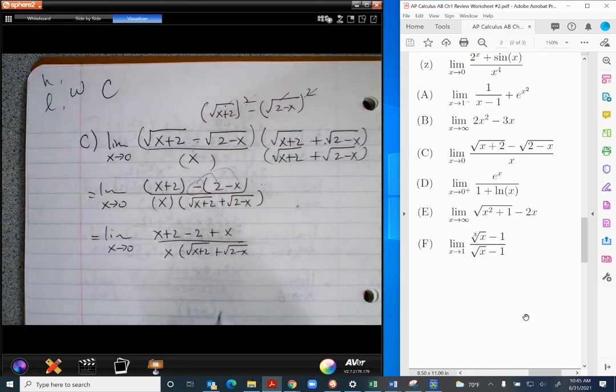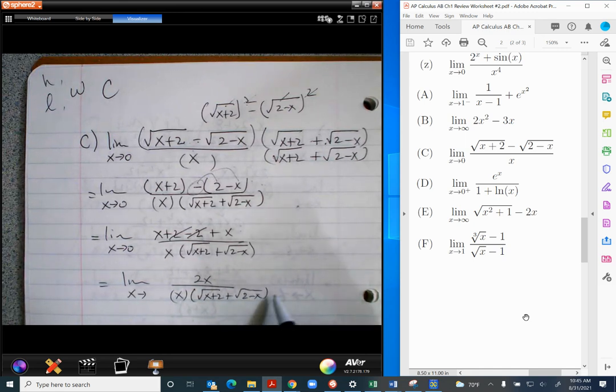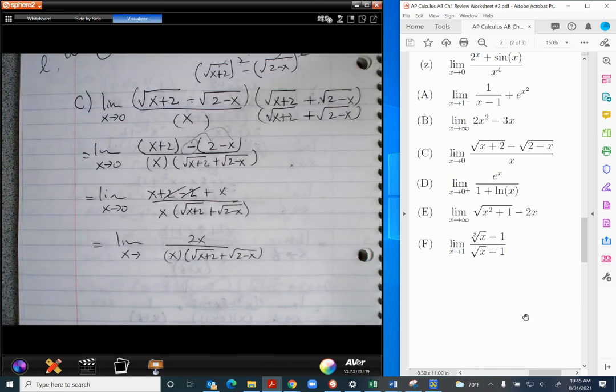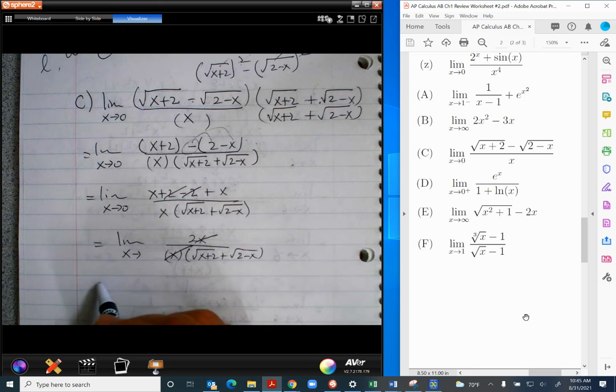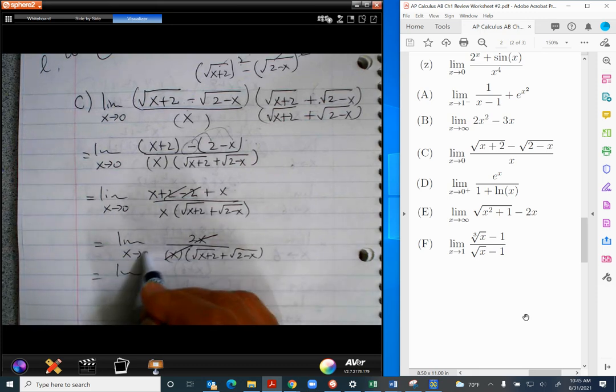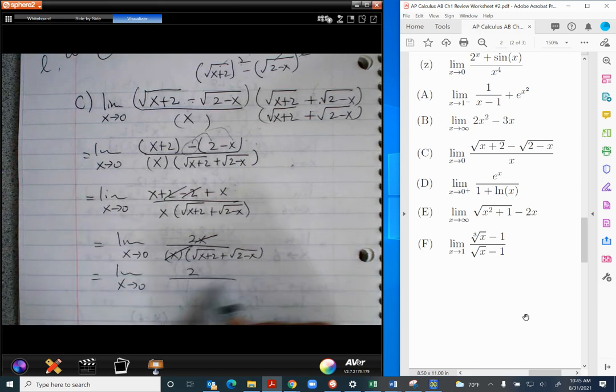What happens to the 2's? They cancel out. And what happens to the x's? 2x. So this is 2x over x times square root of x plus 2 plus square root of 2 minus x. Do you think we did this correctly? One of the x's cancels out nicely. So this is the limit as x goes to 0 of 2 over square root of x plus 2 plus square root of 2 minus x. Now can we use direct substitution?